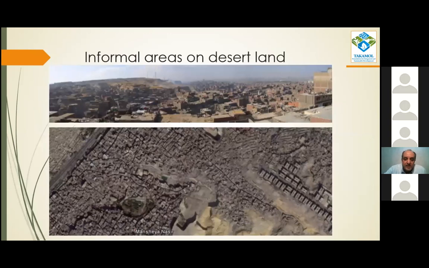This is informal areas on desert land, and you can find clearly that the topography has the upper hand in defining the shape or the form of the urban development in this area. This is Manshiet Nasser, by the way. You can find the topography here is defining how the area is built.